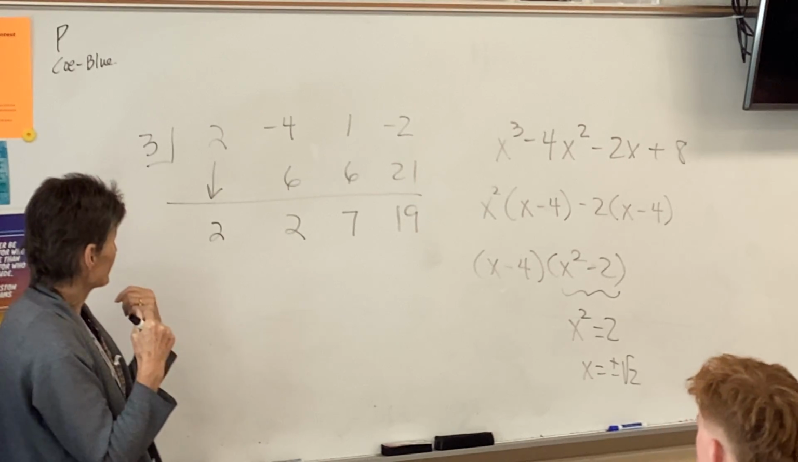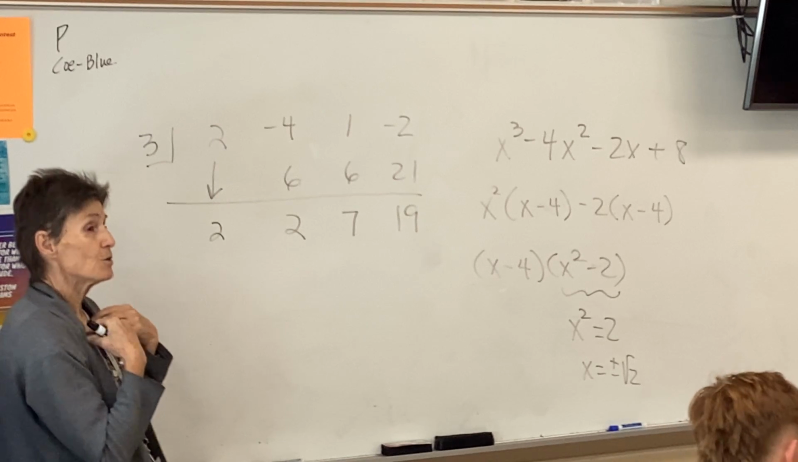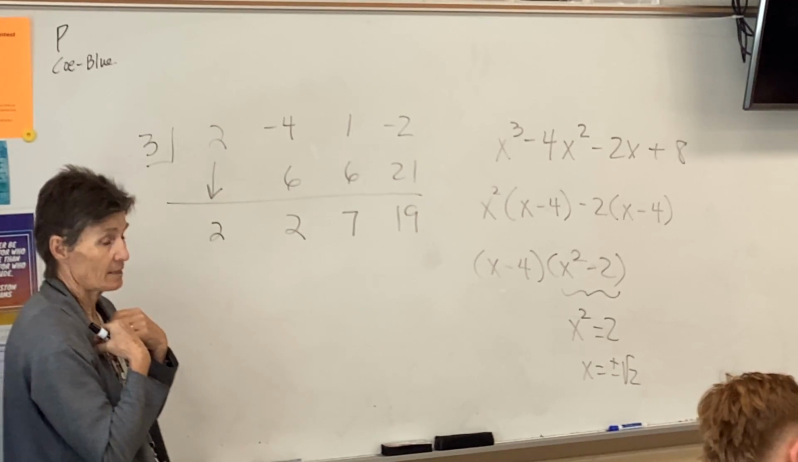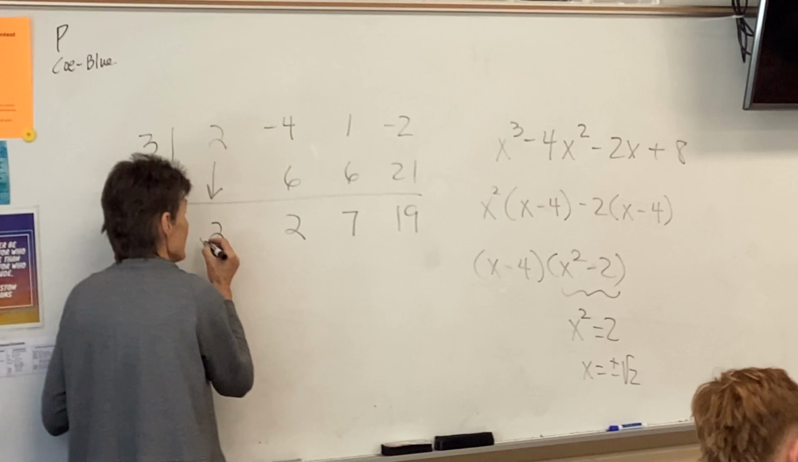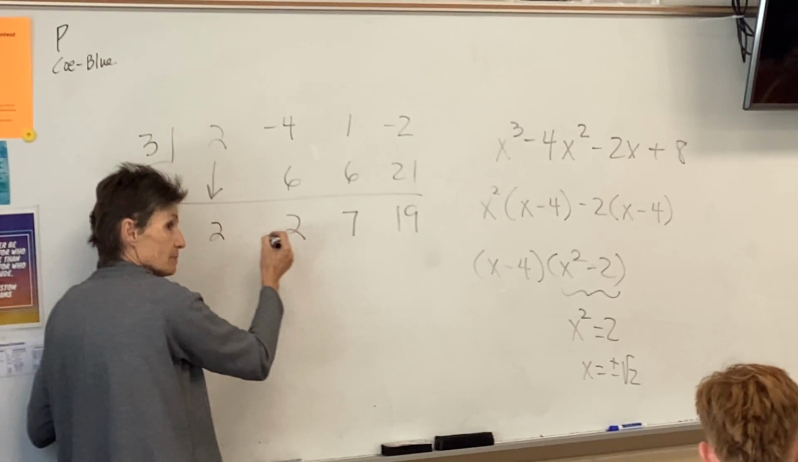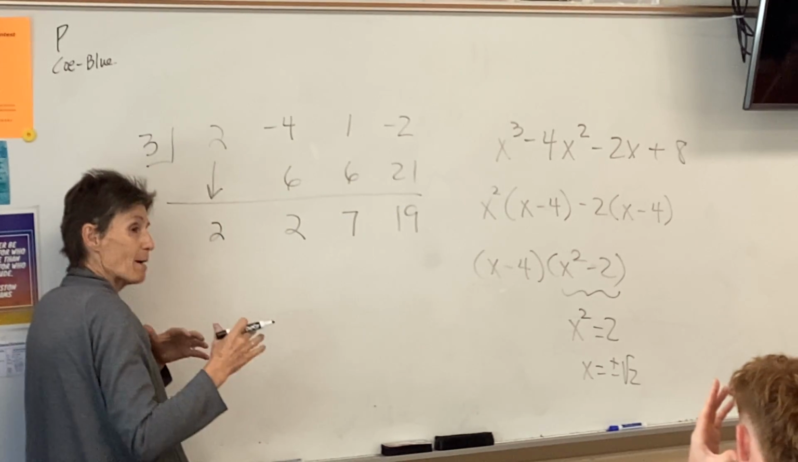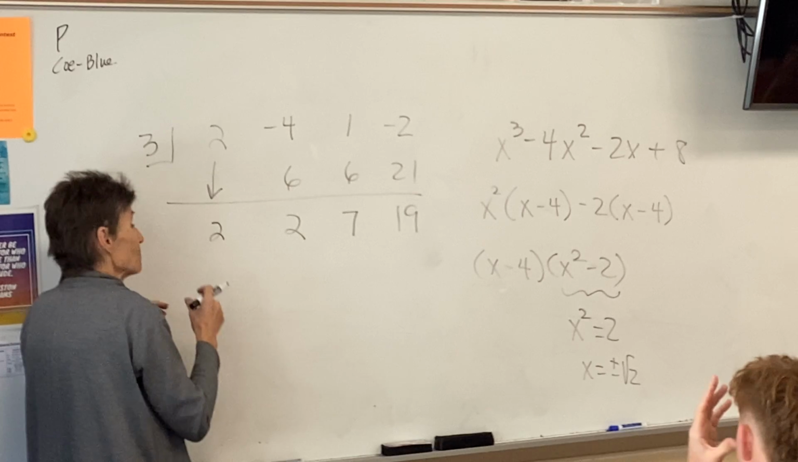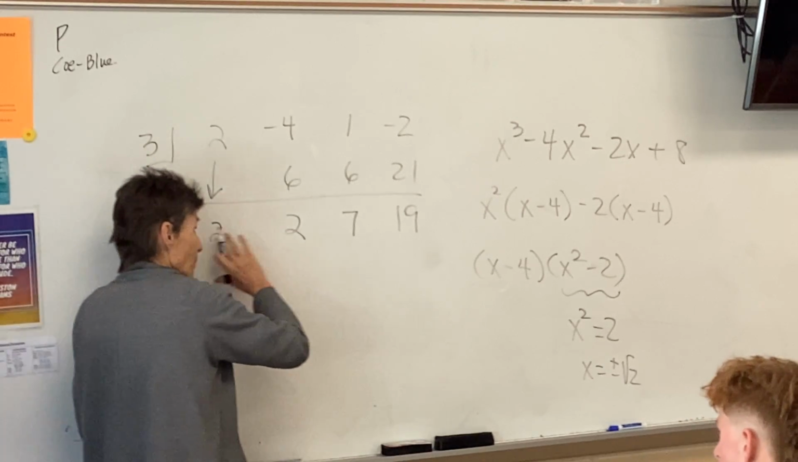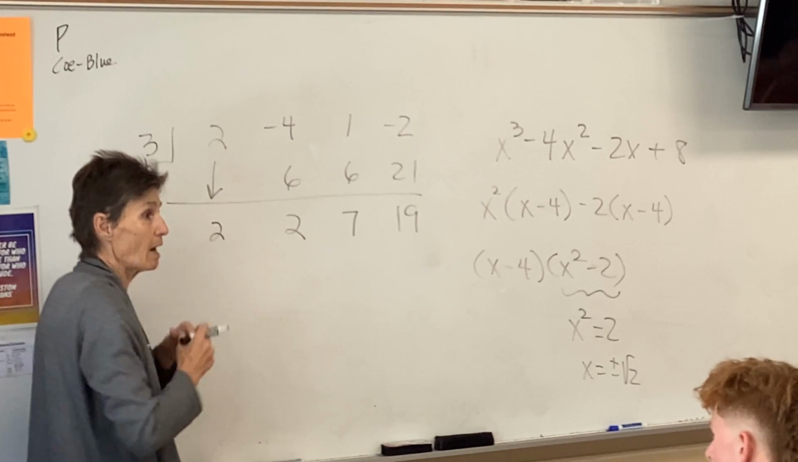How's my division look? Did I do okay? Yeah. When you synthetically divide, and every number down here turns out positive, you have found an upper bound. I'm going to tell you what that means in a minute. But every number came out positive. So 3 is an upper bound.